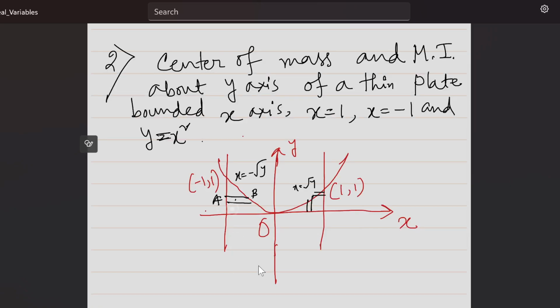So it is better if you take vertical. For vertical, for a fixed x, y varies from, suppose, this C point to D point. C is 0 and D is x square. And here also, for a fixed x, y varies from this E to F point. So here E is 0 and F is x square. So if you take a vertical strip, you will be on the safe side. Understand? So here you have to take a vertical strip.